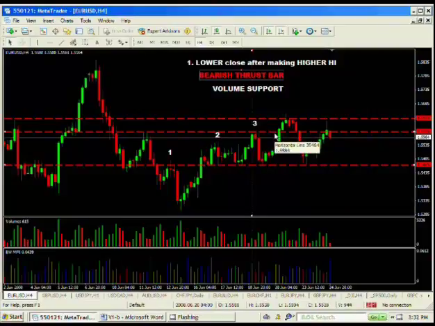Okay, you get the idea about bearish thrust bars and volume, how we want volume to support that bearish thrust bar, and how to look at our MFI when we're looking at our thrust bar. And next we're going to talk about the volume support on the bullish thrust bar, because it's a little bit different on bullish thrust bars, and we'll talk about that next.